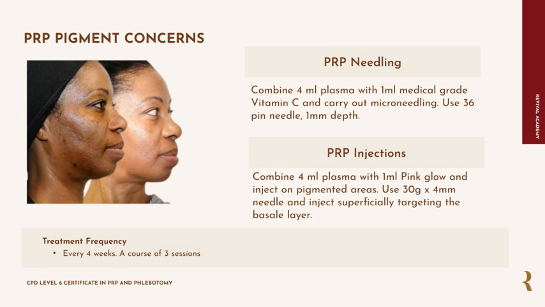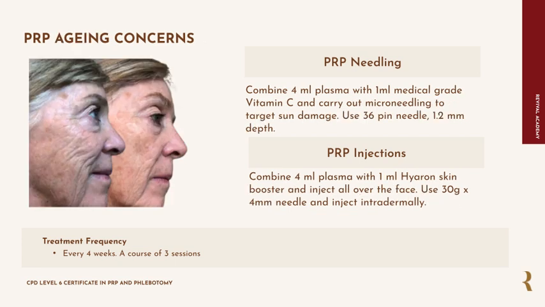However, they do need to know that it's a course of sessions in order for them to achieve the best results possible. Then you have the PRP for aging, and in this case, again, you're going to combine 4 ml of the plasma and 1 ml of the medical grade vitamin C, and this is to specifically target the sun damage, which is very commonly seen in anyone with aging concerns as well.